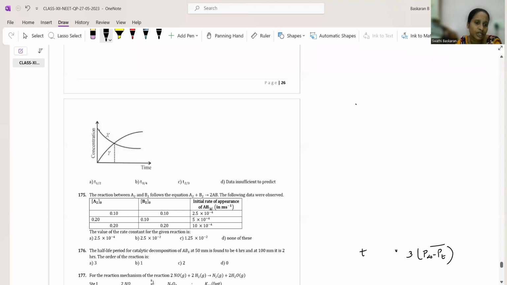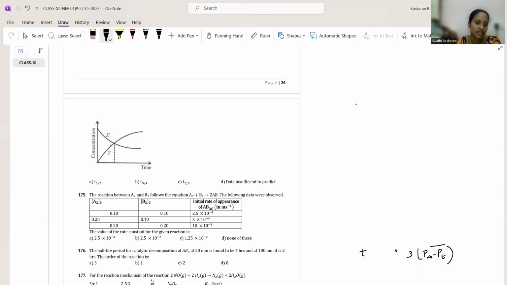So all of us know that according to rate, the concentration of the reactant should decrease. At the same time, the concentration of the product should increase. That is what rate is. So we define rate to be the decrease in the concentration of the reactant, which is equal to the increase in the concentration of the product, right? So now this is the concentration and this is the time, x is the reactant and y is the product.